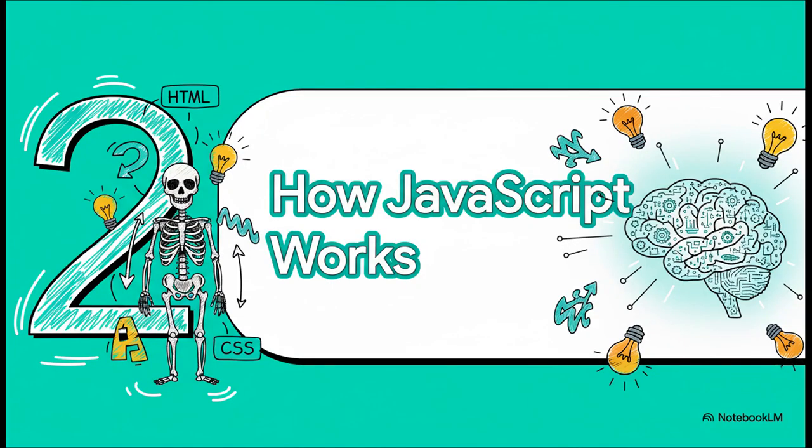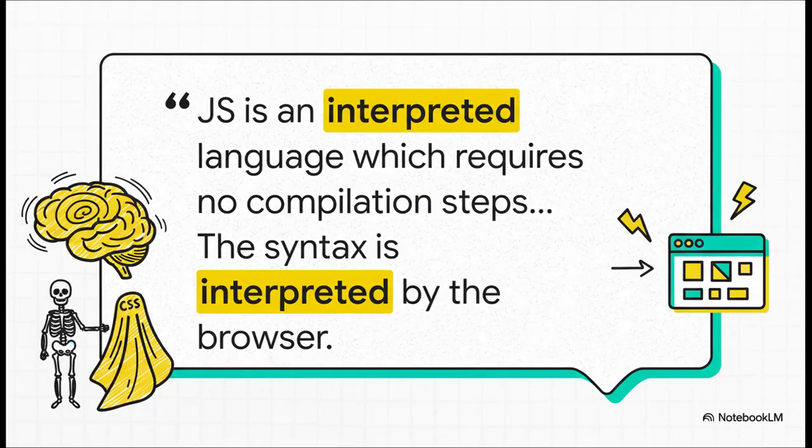Okay, so we know what it is and why it's a huge deal. Now let's peel back the curtain a little bit and see how it actually works under the hood. The magic word here is interpreted. Now, some programming languages need to be compiled, that is, fully translated into machine code before they can run. That process can be a little slow, but not JavaScript. It's interpreted, which means your web browser reads it and executes it line by line on the fly. This makes development so much faster because you can write some code and see your changes pretty much instantly.